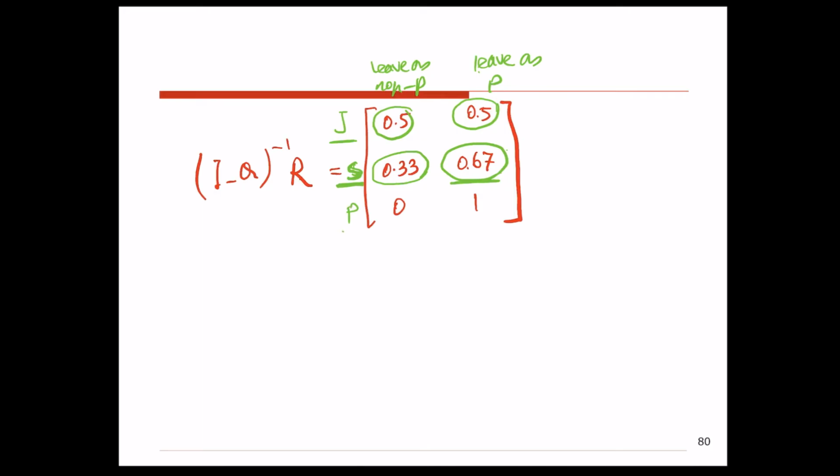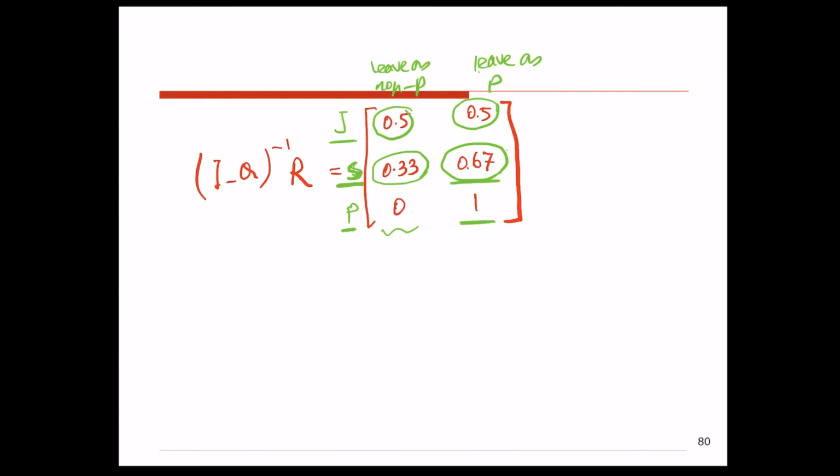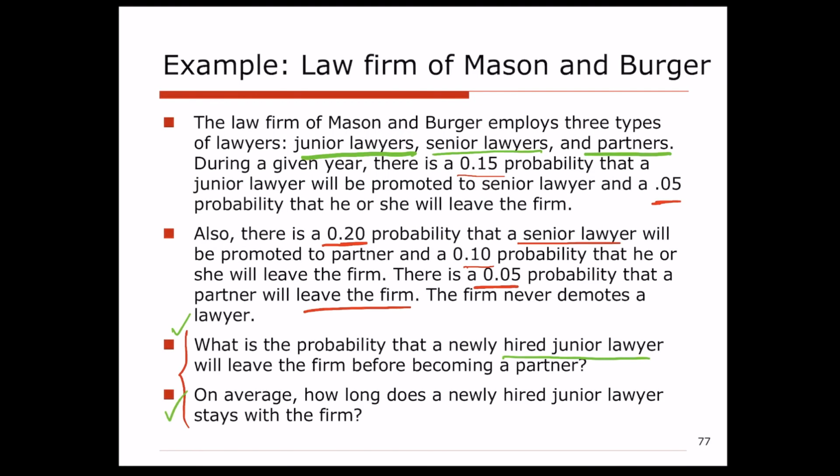And if a person is a partner, obviously the probability that the person leaves the system as partner is 1, and the chance that the person leaves the system as non-partner is 0. So to answer the first question, what is the probability that a newly hired junior lawyer will leave the firm before becoming a partner? That would be 50%. A junior person will leave the system as non-partner eventually. That's 50%. What is the second question here? On average, how long does a newly hired junior lawyer stay with the firm?